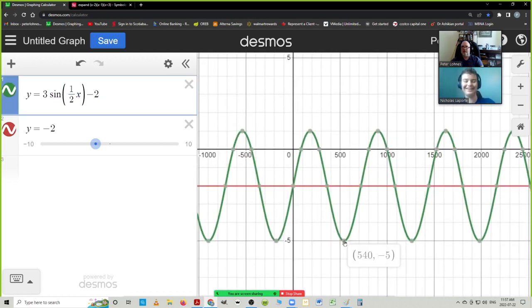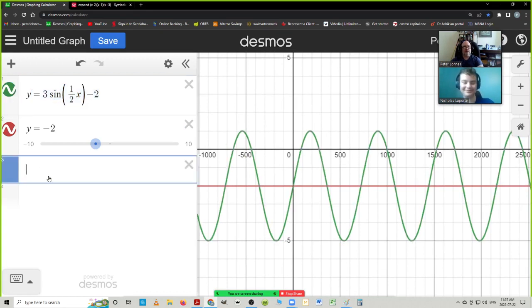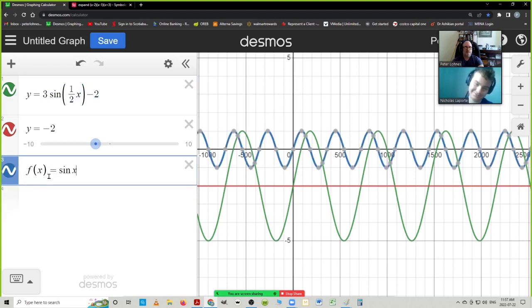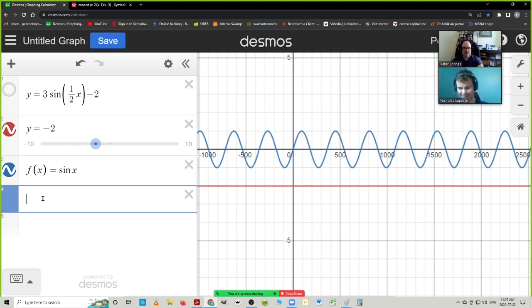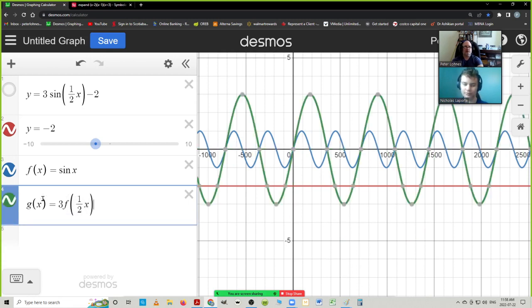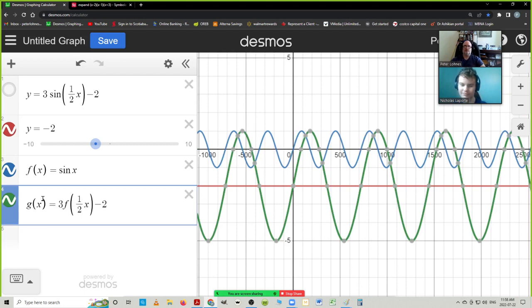Did you correctly transform that graph? Yes, I did. Let me show you another way to transform that graph. You tell me what I'm doing here. Okay, I'm going to turn off the green graph. Tell me what I'm doing here. G of x is equal to 3 times f of x, half the x, minus 2. What did I tell Desmos to do?